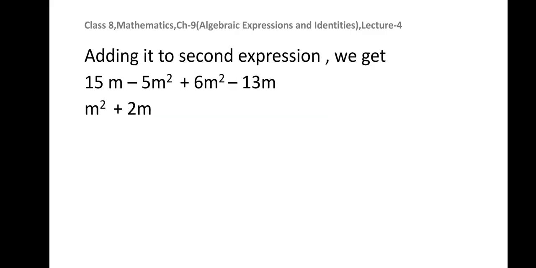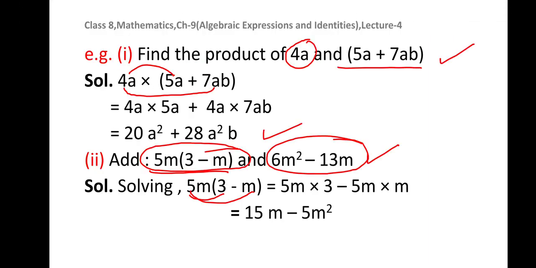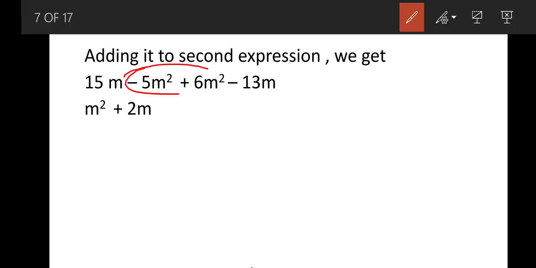And adding it to the second expression, you will get m square plus 2m as the final answer by solving the like terms. These two are like terms, so these are to be solved together. These two are like terms. So after solving, you will get m square as the answer, and plus 2m. This will be your final answer after adding the two given expressions. First of all, you solved the first expression and then added it to the second expression to get the answer.